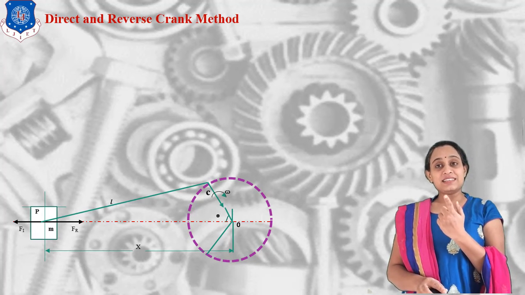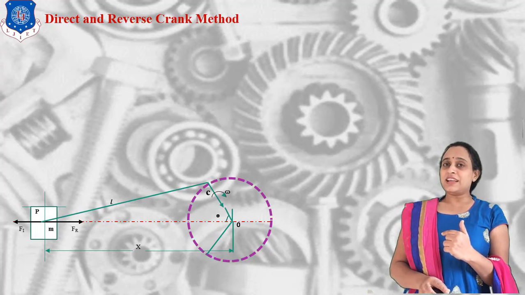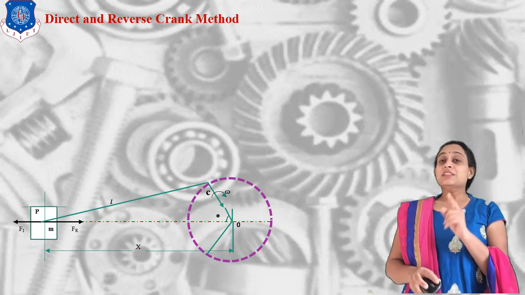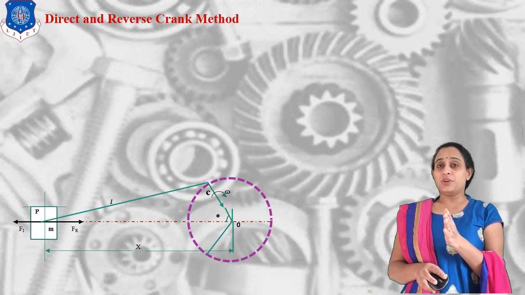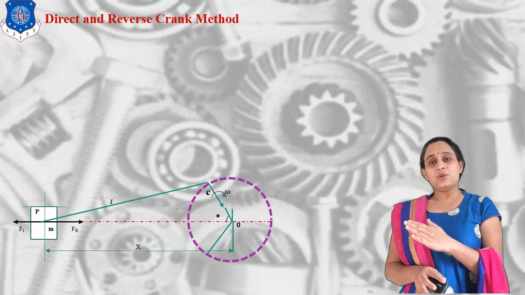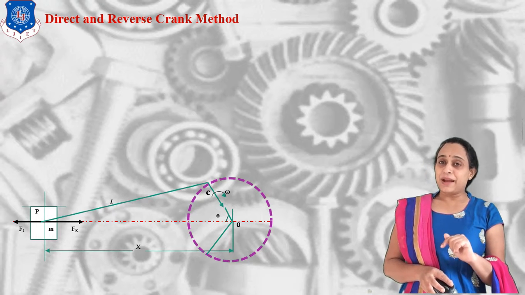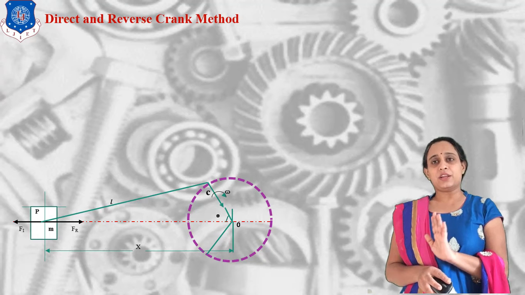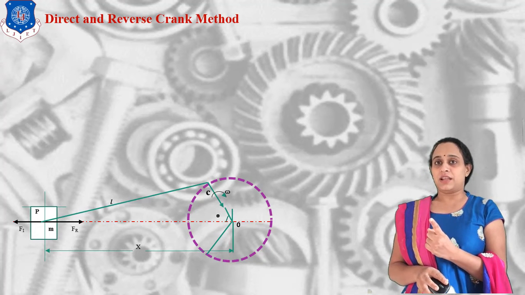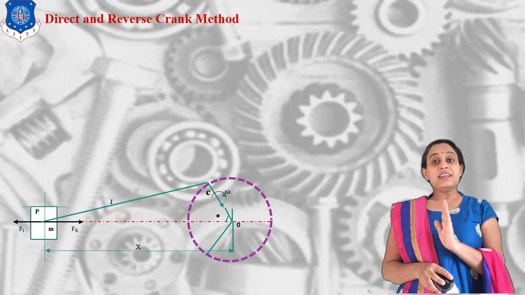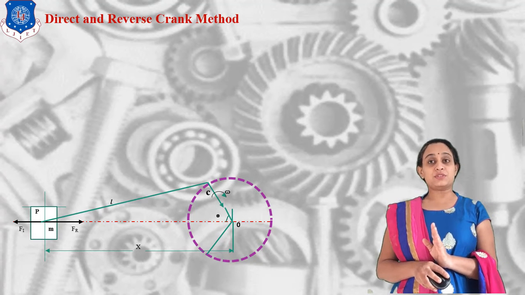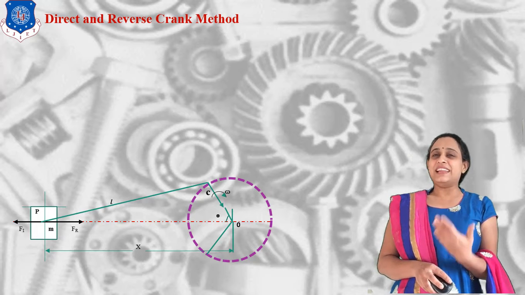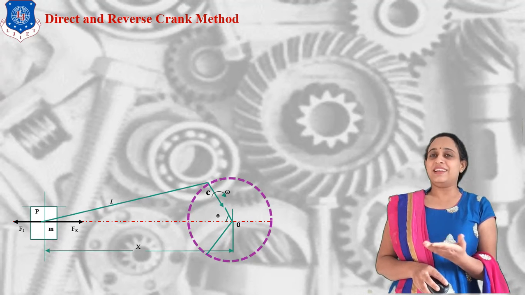If the crank is at theta angle, the imaginary crank will be at minus theta angle. If the first crank rotates at omega angular velocity, the imaginary or mirror crank will also rotate at omega angular velocity, but in the opposite direction. Students, it is a hypothesis only. First of all, you have to remember this, hence I am telling you again and again.